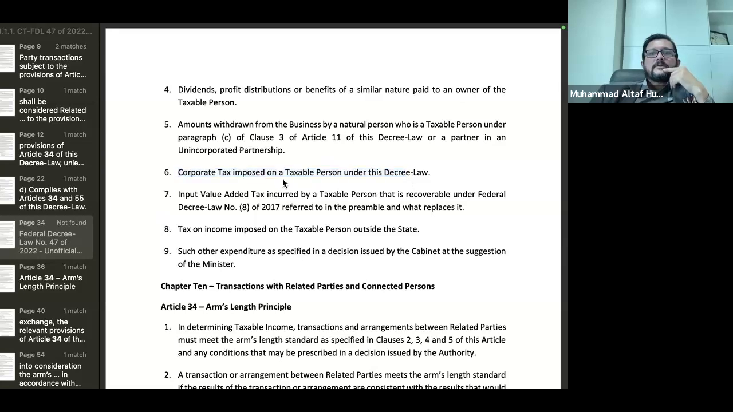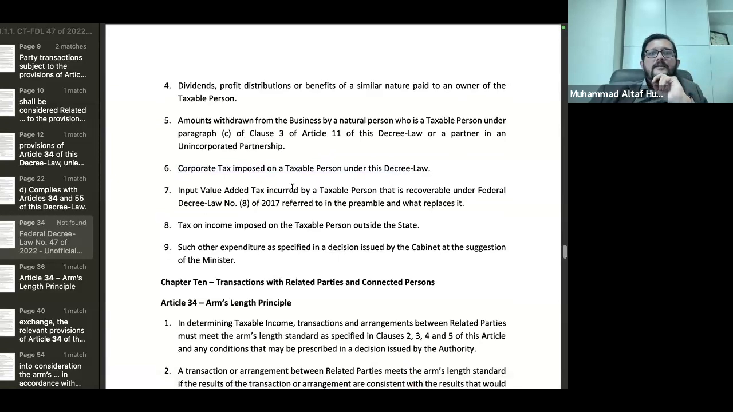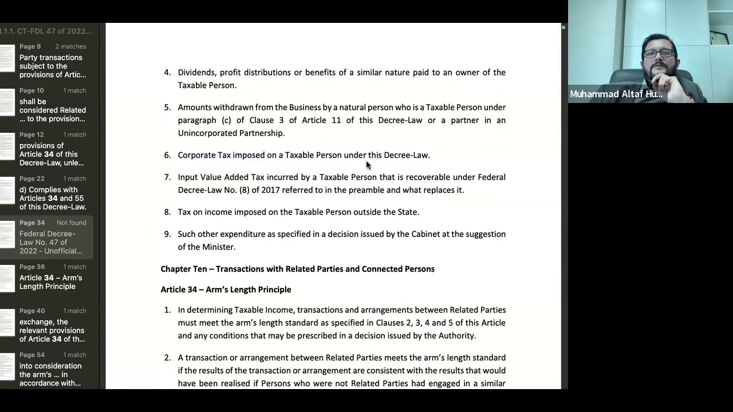Corporate tax imposed on a taxable person under this decree law. So this is not a deduction. It's a different thing. This is due on a taxable person. What about if there's a withholding tax on your foreign payments, then foreign collections? Withholding tax, yes, but that's for withholding tax, Article 49, and then there is a foreign tax credit next. I don't know, 44 and 45, I think.